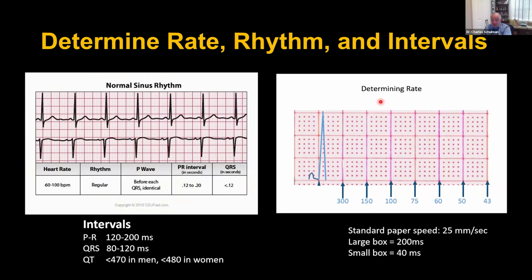And you can calculate rate this way. If you started at one part of a QRS, you can determine by counting boxes how fast the rate is. So if the next QRS is here, the rate is 300. If it's here, it's 150, 100, 75, 60, 50, and 43. Okay. As far as intervals are concerned, the PR interval ought to be 200 milliseconds or less. QRS should be 120 milliseconds or less. QT interval should be under 470 in men and 480 in women.